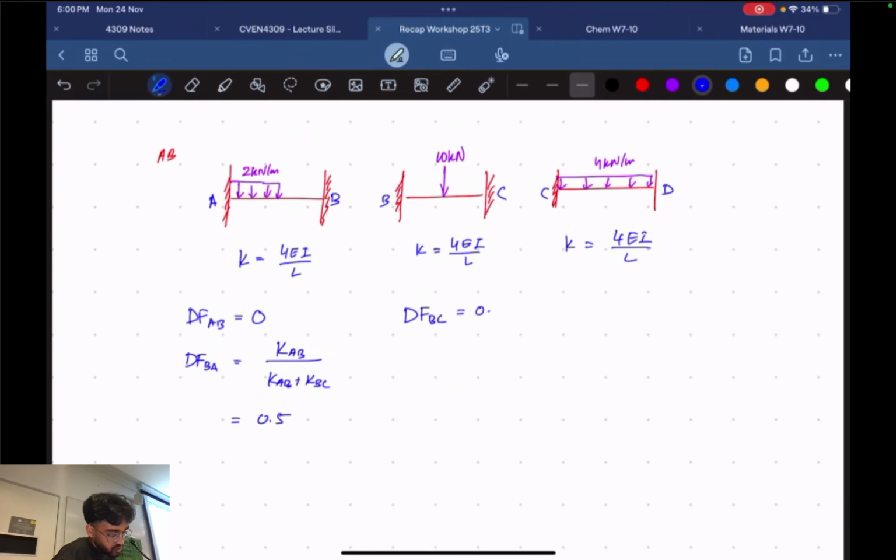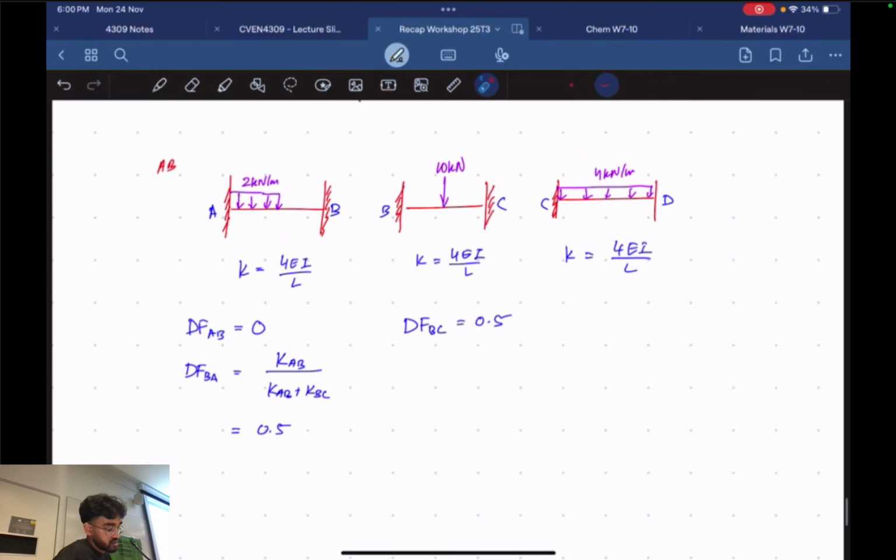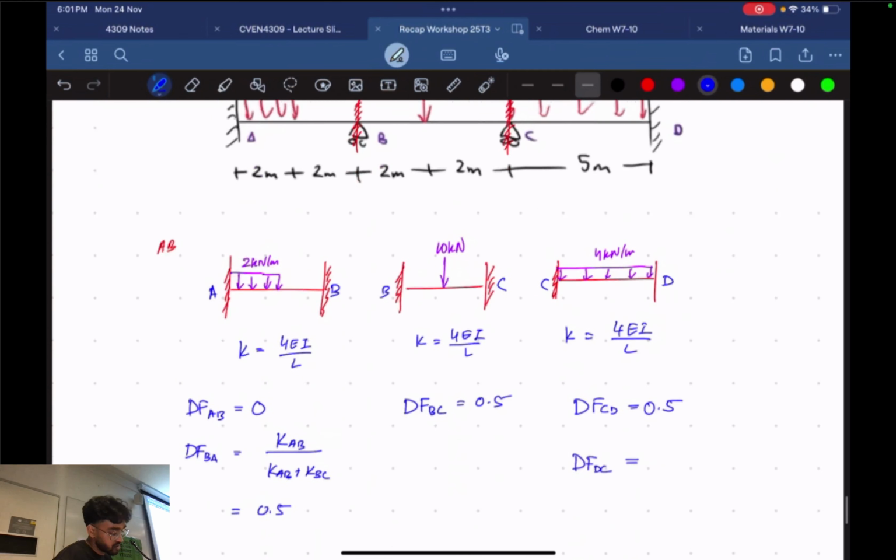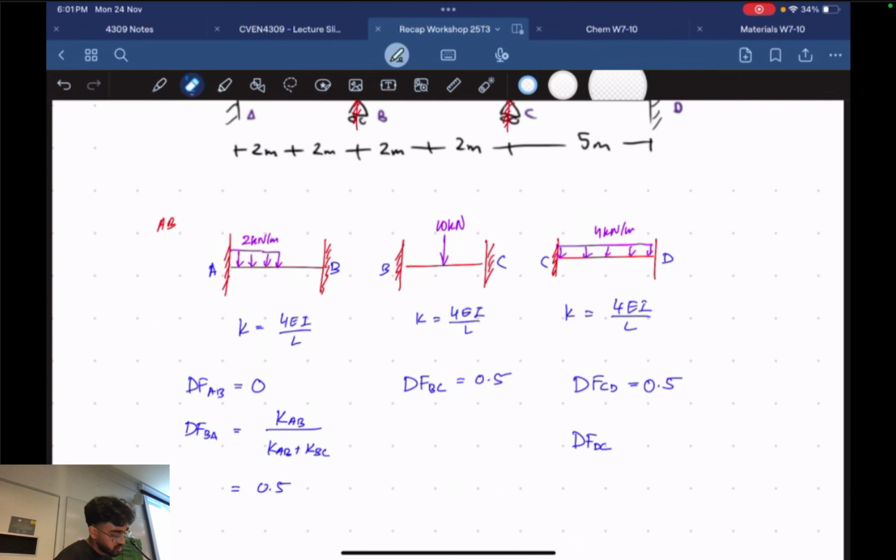DFBC is also going to be equal to 0.5 because we know that these two have to add up to 1. Because at this single point, node B, this member and this member are together. Similarly, DFCD is going to be 0.5 as well. And DFDC is going to be what? 0, right? Because it's fixed.